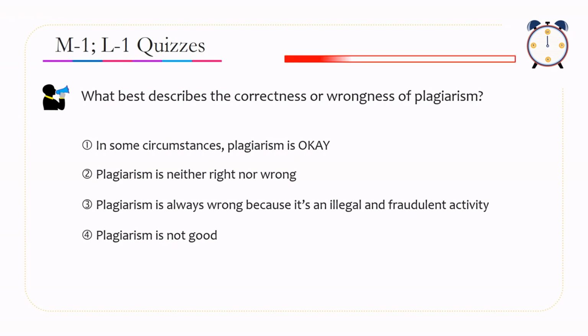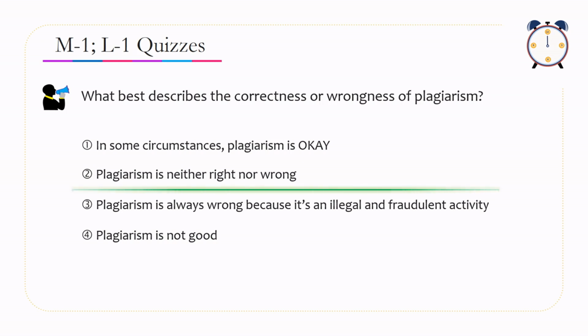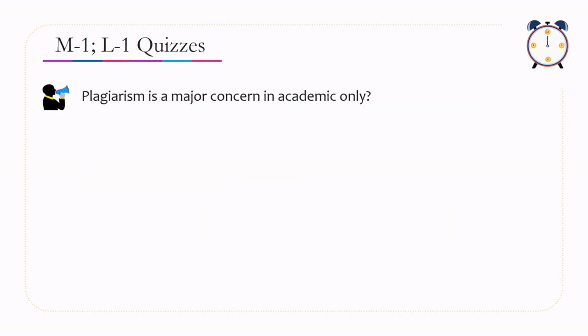Think about it. The right answer is option 3. Option 4 is also right, but the most appropriate answer is option 3. Next question. Plagiarism is a major concern in academia only? The options are 1. True, 2. False. Your time starts now. Which one is right?